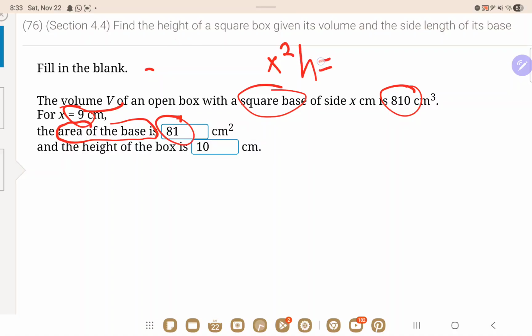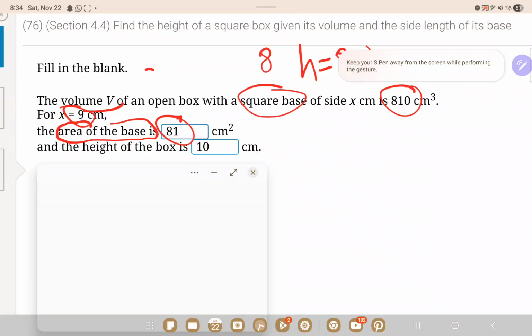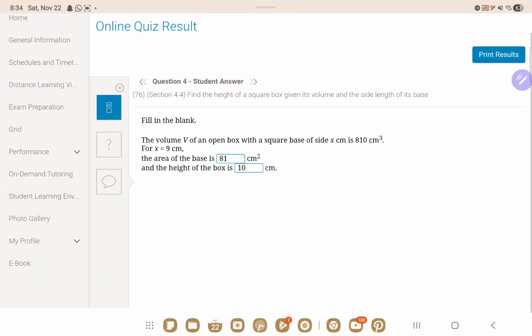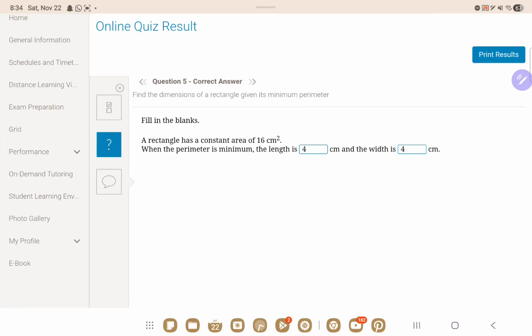And that's the formula equals 810. And you know that x squared is 81. My bad. 81h equals 810. So h equals 10. And that's your answer. Now, moving on to our next question.